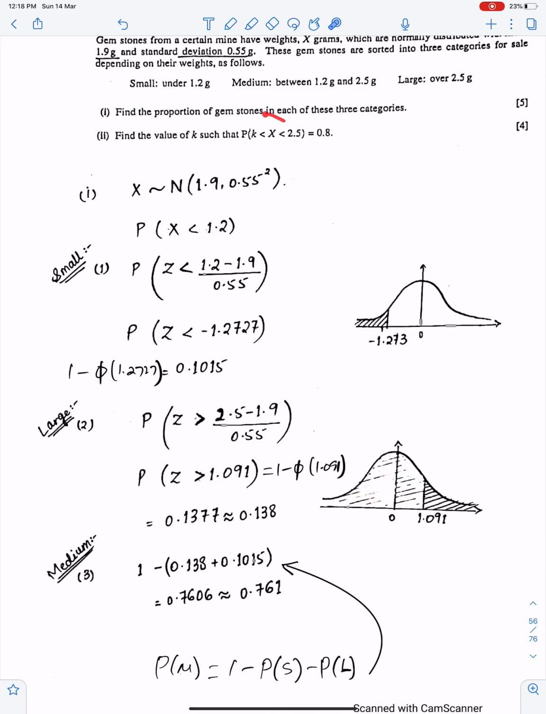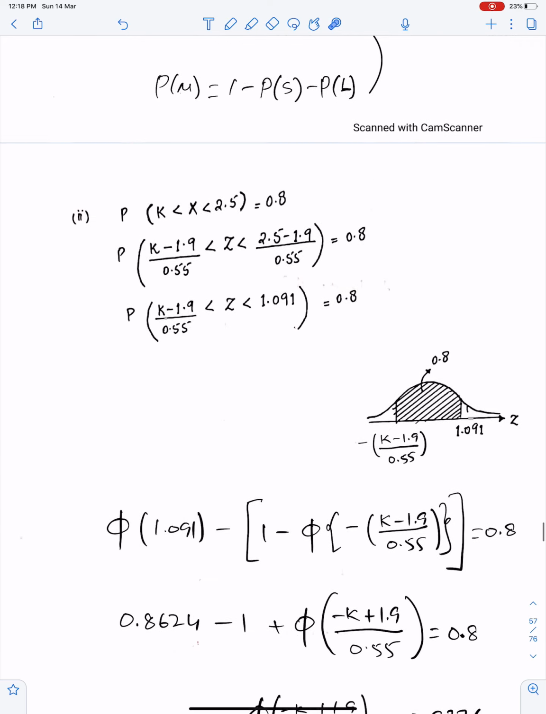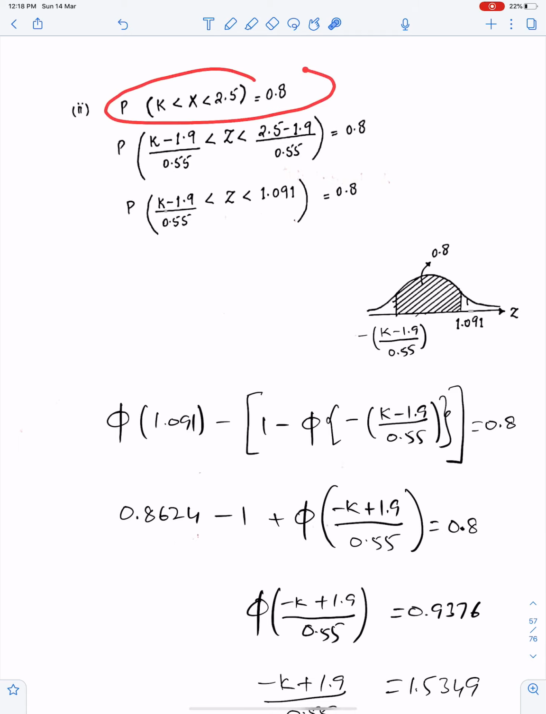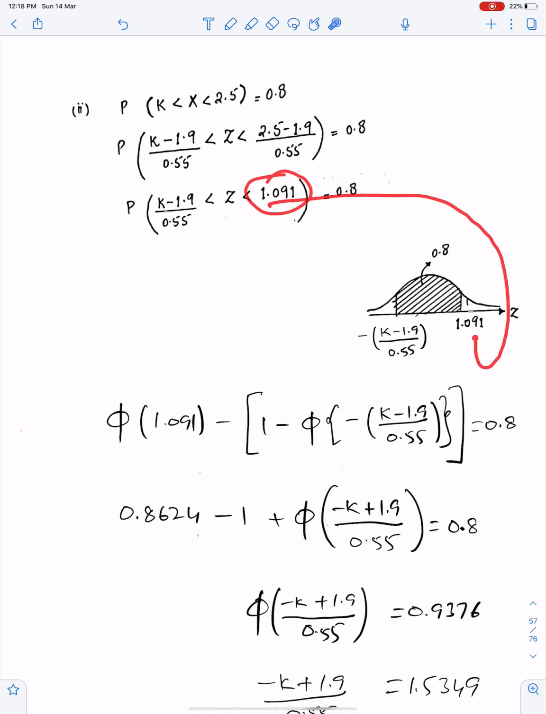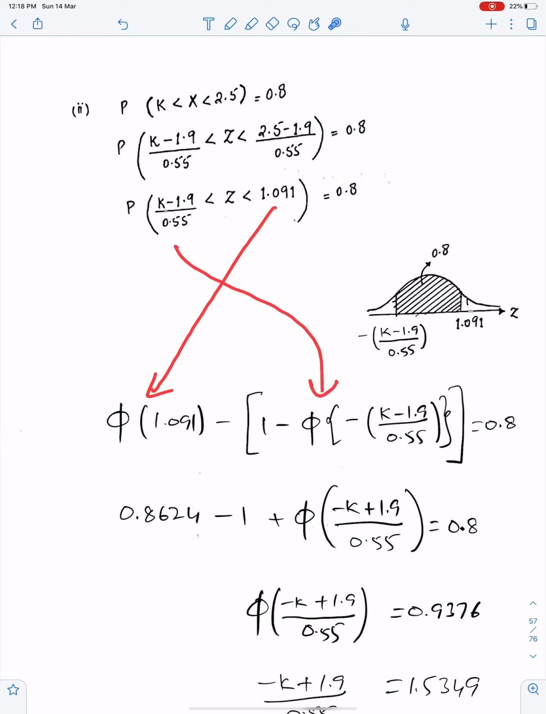I already have discussed this part in question 3 or 4, I guess. Make sure you take this position carefully. Since this area is 0.8, so this number is 1.091 is here. This is the central line. You cannot fit 0.8 here, so this number must be negative. So write negative here. Since this is unknown, so take negative sign here. And this will be phi, and this will be 1 minus phi negative.